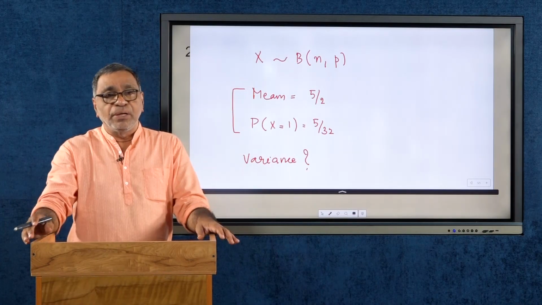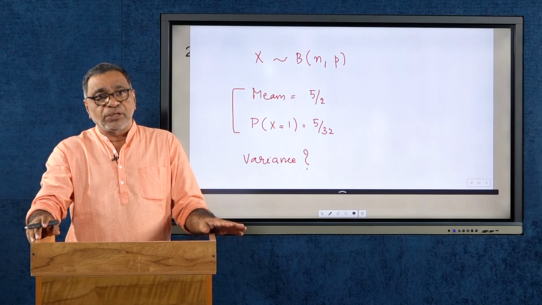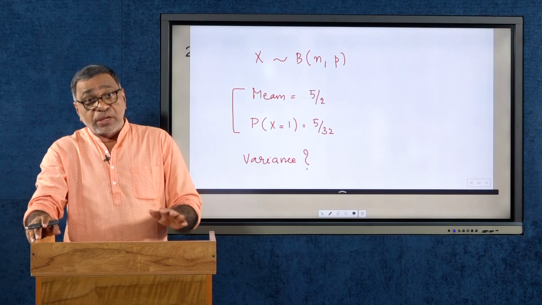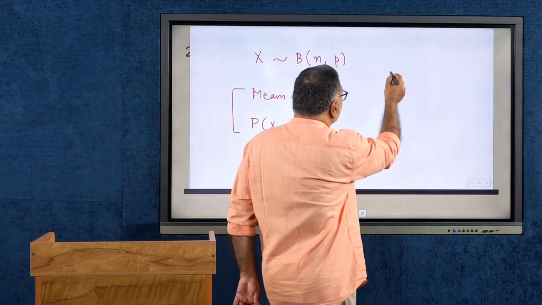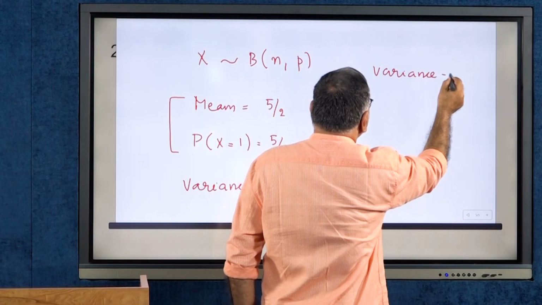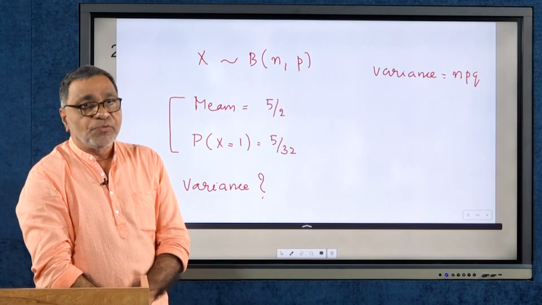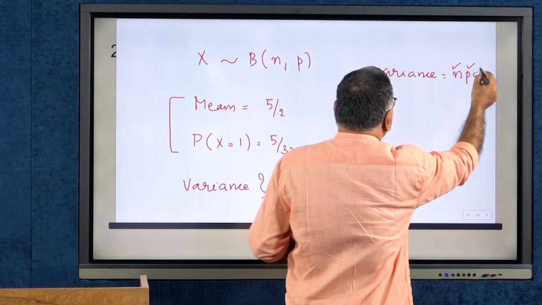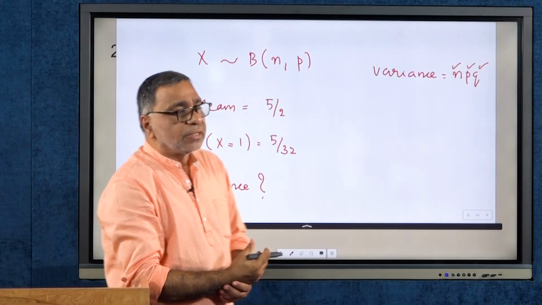Suppose x is a random variable having the parameters n and p, and suppose you are given mean is equal to 5 divided by 2 and probability of x is equal to 1 is 5 divided by 32. What is the variance of the distribution? How do you find the variance? And you know, for a binomial distribution, variance is equal to what? The expression of the variance is npq. So variance is equal to npq. And if n, p and q values are available, or n and p are available, you can find the variance.